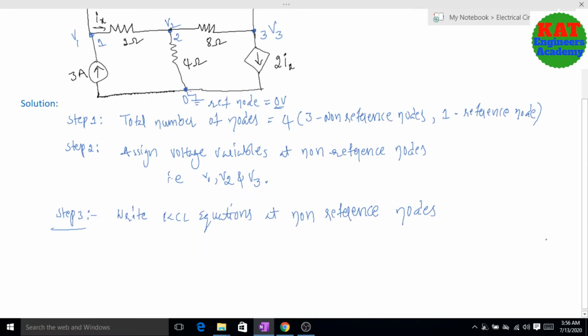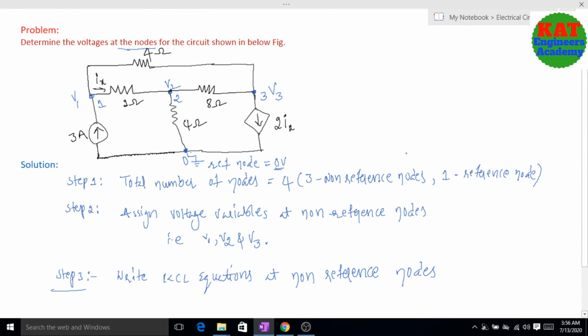Before you write the KCL equation, just listen. The first step is we have to give the current directions for the branches in the problem. They have not given any current directions, so we have to assume the current directions. For the first node, here I consider this one as I1.